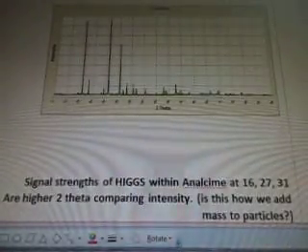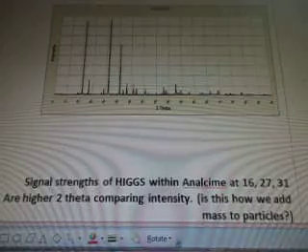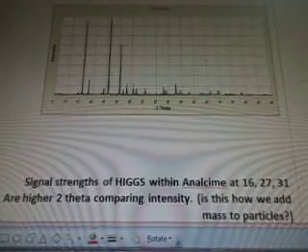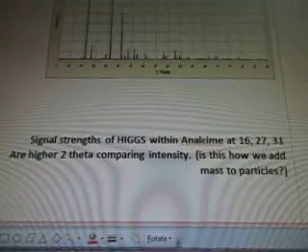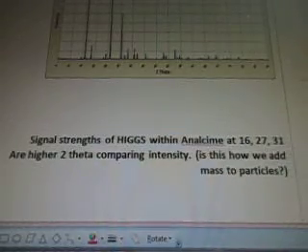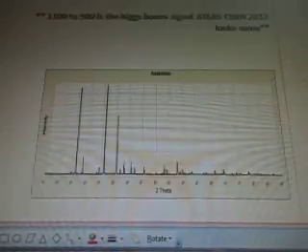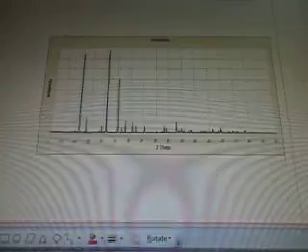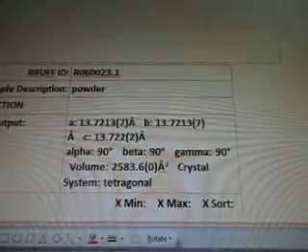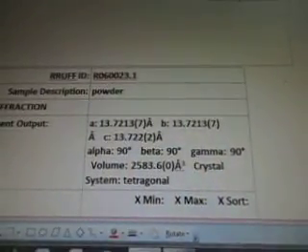Okay, and here's another diagram. Signal strengths of the Higgs within Analcime at 16, 27, and 31 are higher two theta comparing intensity. Is this how we add mass to particles? Okay, these three here. This is the powder cell refinement output. It's a tetragonal crystal.